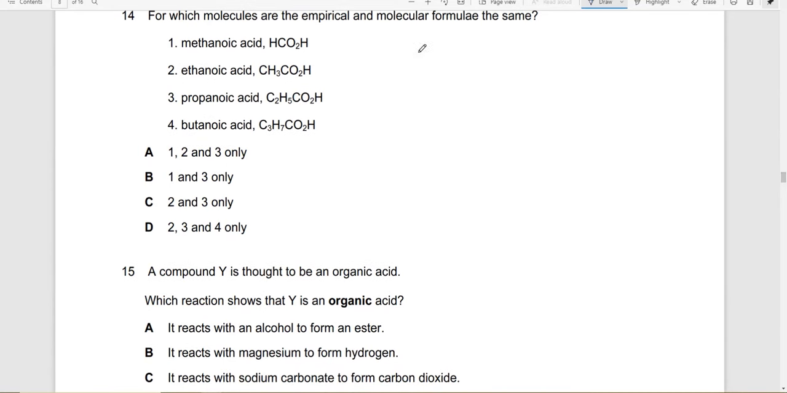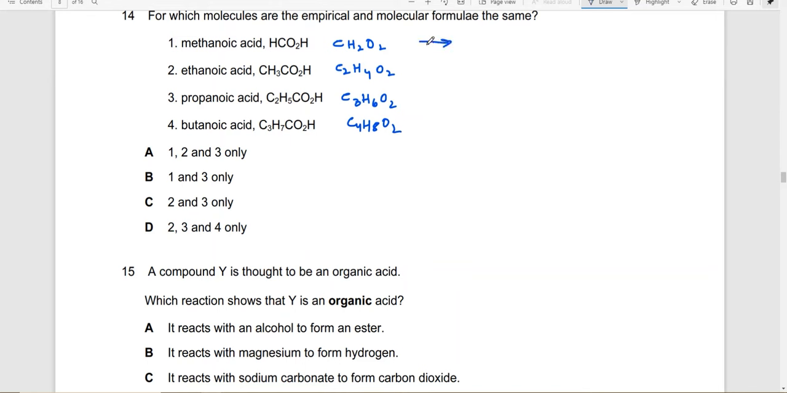For which molecules are the empirical and molecular formula the same? Just write their empirical formula down and their molecular formula down. For example, this is CH2O2, its molecular formula. This is C2H4O2. This is C3H6O2. This is C4H8O2. Now, these are their molecular formulas.